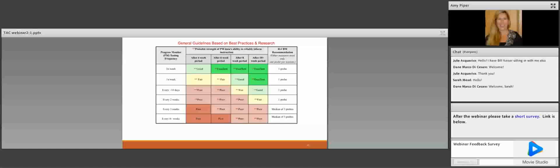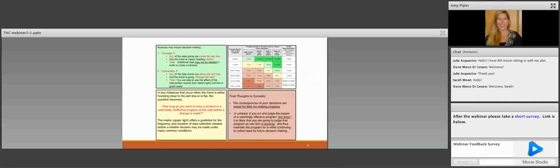And you can see the less that you progress monitor, the less valid that your data is. So you really want to try and monitor. If you're monitoring once a week, you really want to wait until about 8 weeks to make decisions. If you're only able to do it every 10 days, you really need to wait until after 10 weeks, and so on and so forth. So really, the more data that you have, the better decisions that you can make. This chart is real helpful to show if people are arguing about having frequent progress monitoring. This tells you the validity behind it.